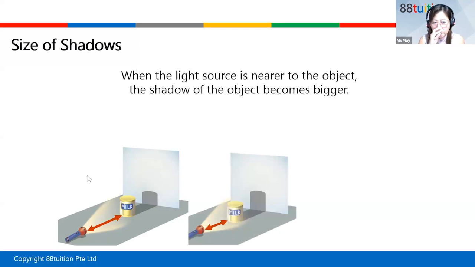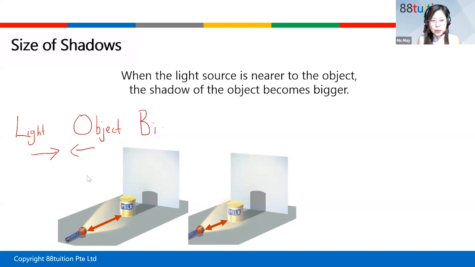Okay. So if you move closer, the shadow becomes bigger. Last time I always taught my students using this acronym called LOB, L-O-B. Anybody heard of this? So when my light source and my objects are close together, I get a big shadow.